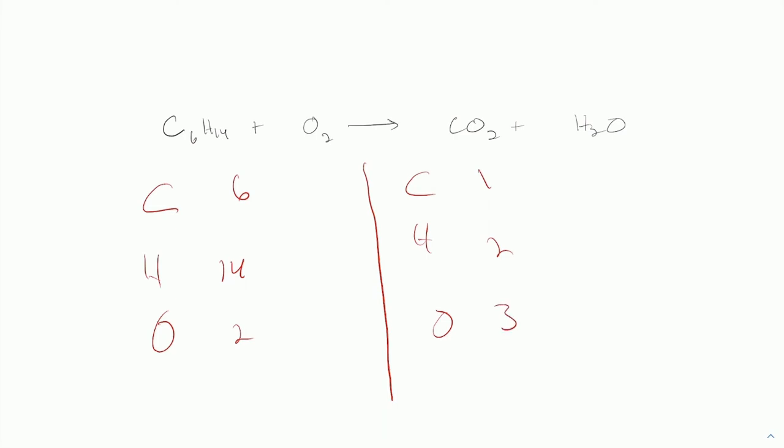Okay, so the very first thing is to balance the elements that appear in only one product or reactant on each side. Meaning, since there's only 1 carbon here and 1 carbon here, it's really easy to balance. So I'm going to start balancing by balancing those. If I put a 6 in front of this, I end up getting 6 carbons over here.